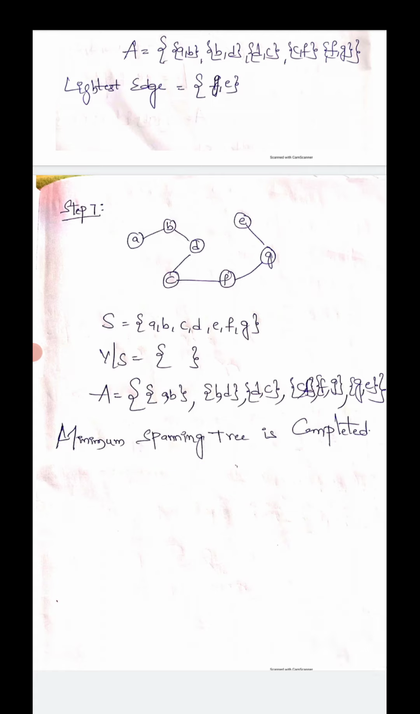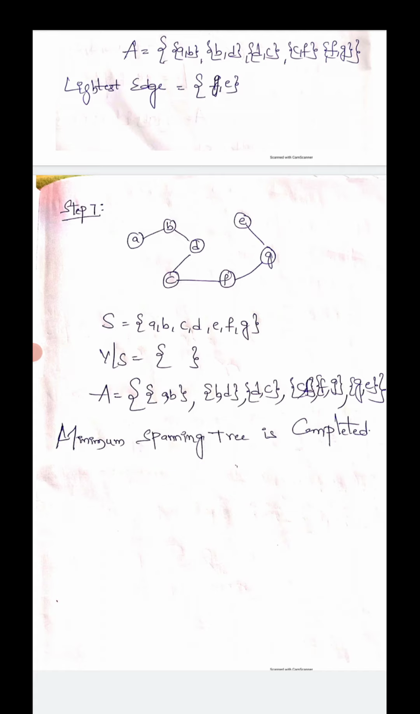Next is step 7. Now all vertices are filled in set S: A, B, C, D, E, F, G. Now the remaining vertices should be empty. Repeat step 2 until the vertices are completed. Now look at the set: A to B is there, B to D is there, D to C is there, C to F is there, F to G is there, G to E is there. Now the minimum spanning tree is completed.